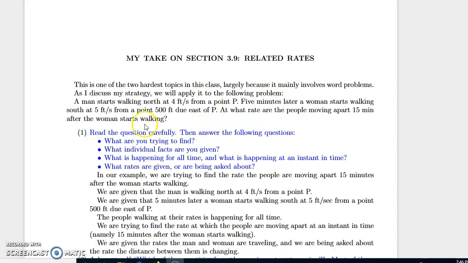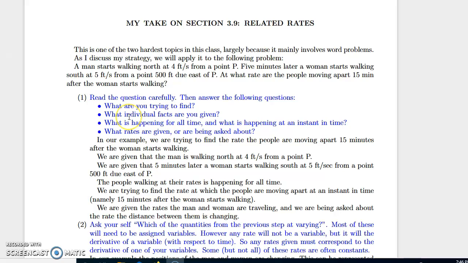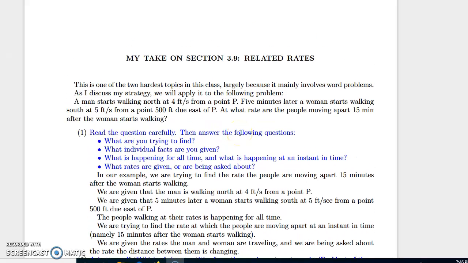So how are we going to solve this problem? Well, step one is you're going to read the question carefully. You're going to make sure that you understand everything that's going on in the question. And then you're going to write down the answers to the following questions. First, what exactly is the question asking you to find? Secondly, what are the specific facts you're given?